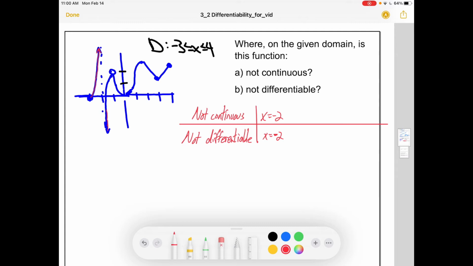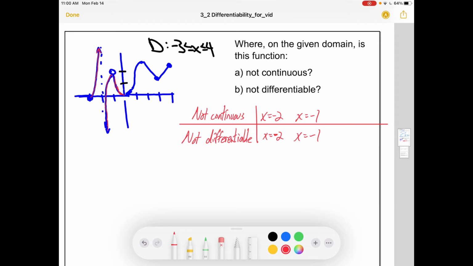Where else is it not continuous? Well, it's not continuous at x equals -1. I have to lift my pen there as well. So again, if it's not continuous at x equals -1, it's not differentiable there. Let's see if there are any other issues in this function. So I'm just going to trace it through.